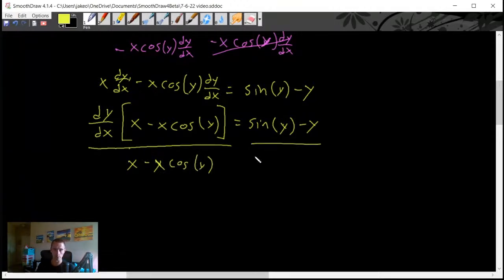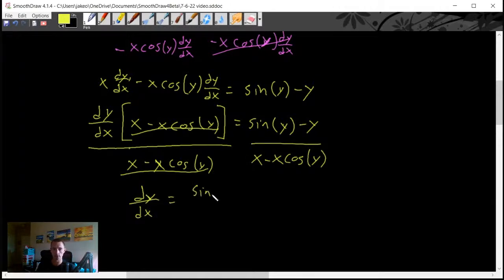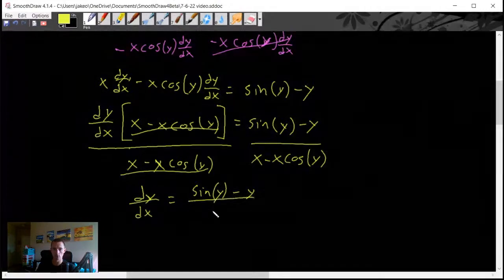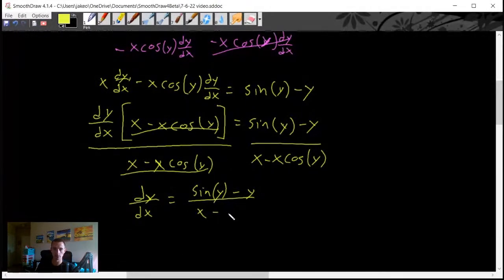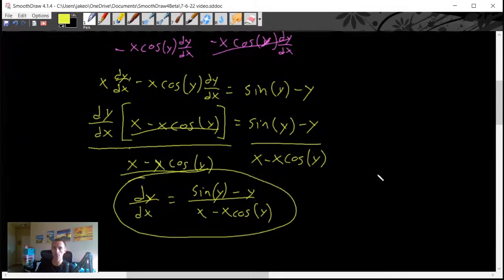And of course, whatever we do to one side of the equation, we need to do to the other side as well. So dy dx is going to equal sine of y minus y all over x minus x cosine of y. And that's going to be it for that example.